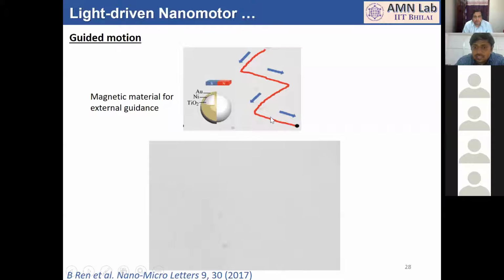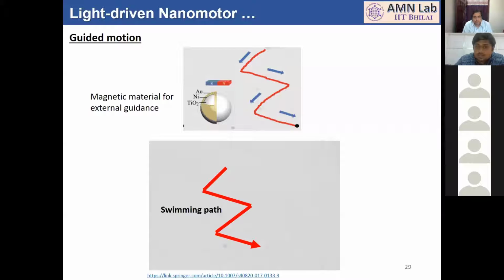And this path is decided by the external magnetic field. So we can control it externally. This is another interesting feature. We can use this feature for targeted drug delivery or cargo delivery in microfluidic channels.